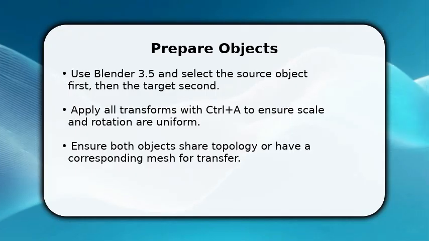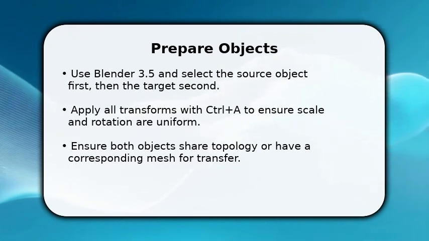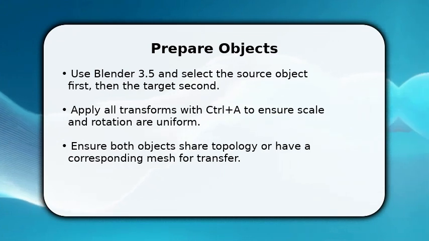Enjoy the video. Open Blender 3.5 and load both source and target objects into the scene. Select the object that contains the shape keys first, then select the target object second.